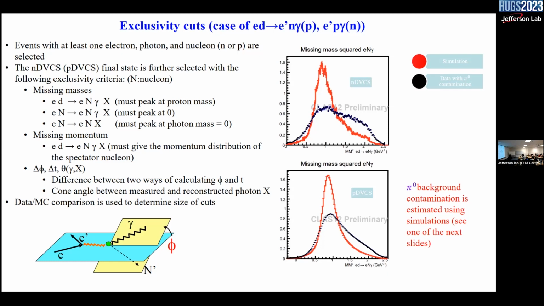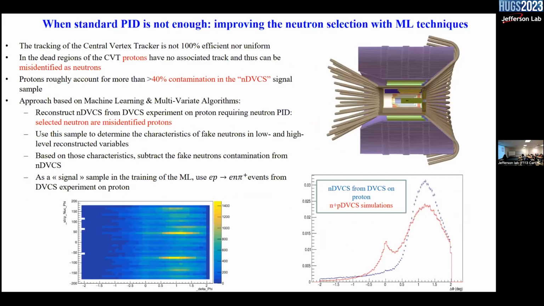So you see that it still doesn't match very well, even after the cuts. This is because even after you cut, you're left with some contamination from the pi zeros. To extract the contamination of the pi zero, I'll get back to it in a little while.